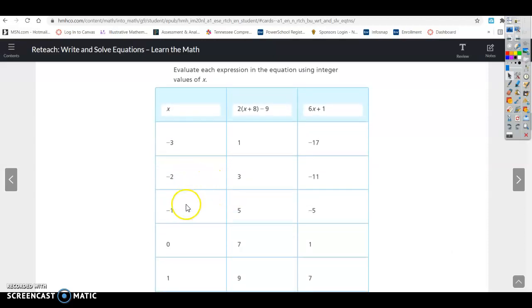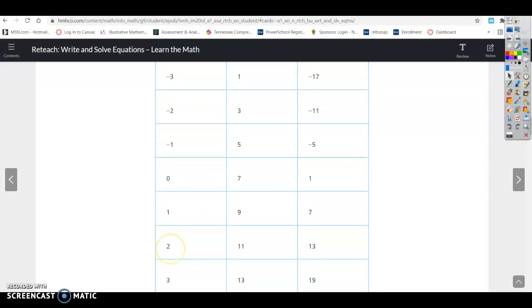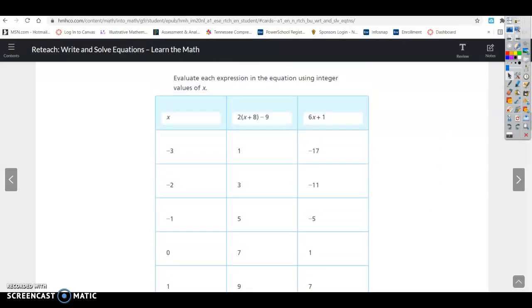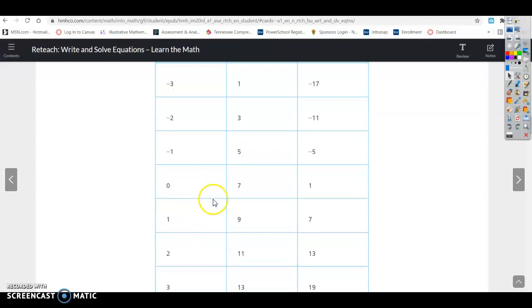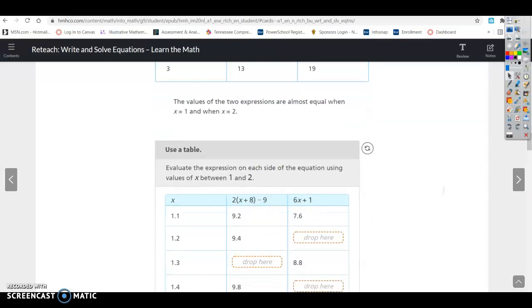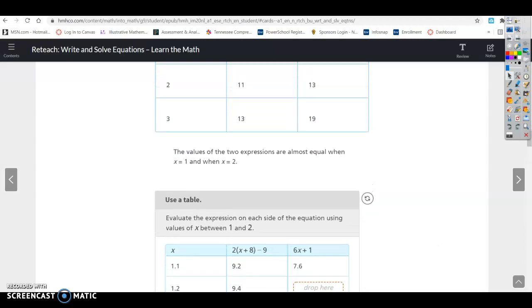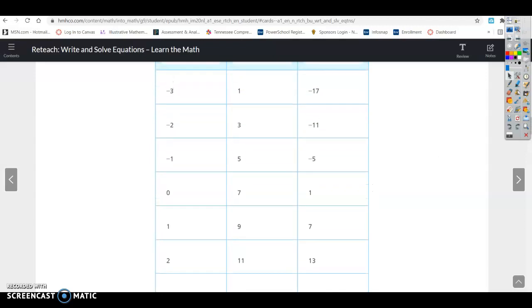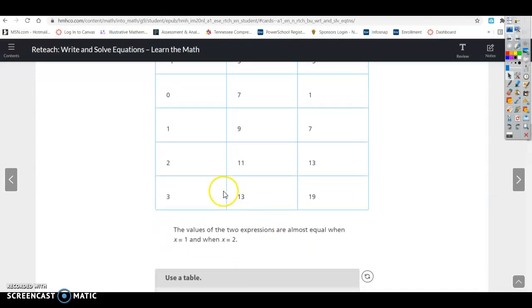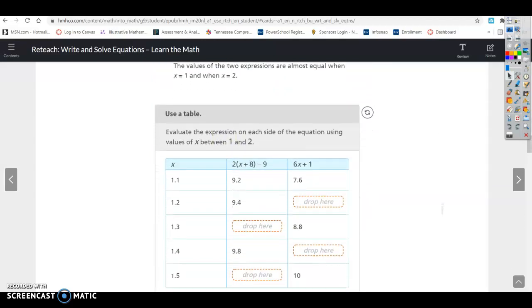All right, so you can check to see that each of these x values, when substituted into these expressions, are going to give you these values here. It says the values of the two expressions are almost equal when x equals 1 and when x equals 2. So if you come over here and look, when x is 1, this one's 9 and this one's 7. And then at 2, it's 11 and 13. So those are getting close to being equal, but they're not exactly equal.